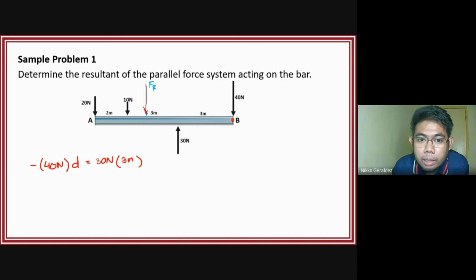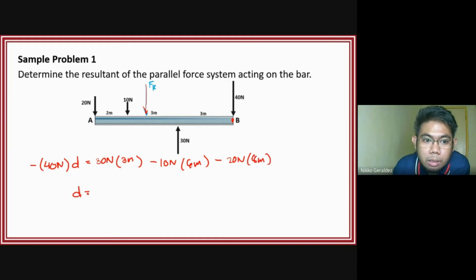So equal to, so moment ng 30 newtons, so upward, so that is positive. So 30 newtons times 3 meters. 10 newtons, counterclockwise, no? So that is negative 10 newtons times 6 meters. Then last, 20 newtons, counterclockwise then, so that is negative 20 newtons times 8 meters.